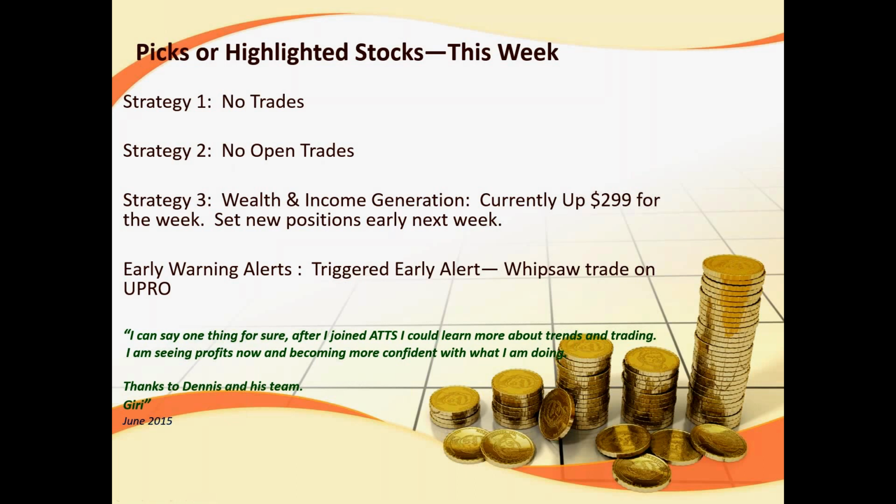Those who were a little bit aggressive and jumped on a UPRO trade or one of the other index ETF, leverage index ETFs, picked up somewhere between 2.8 to about 3.5% on that trade before it turned back over.